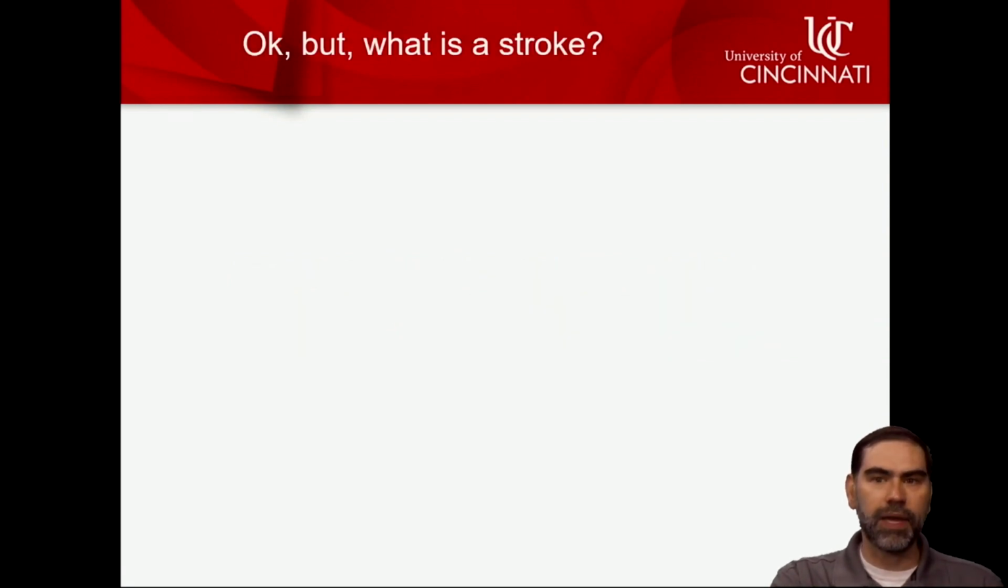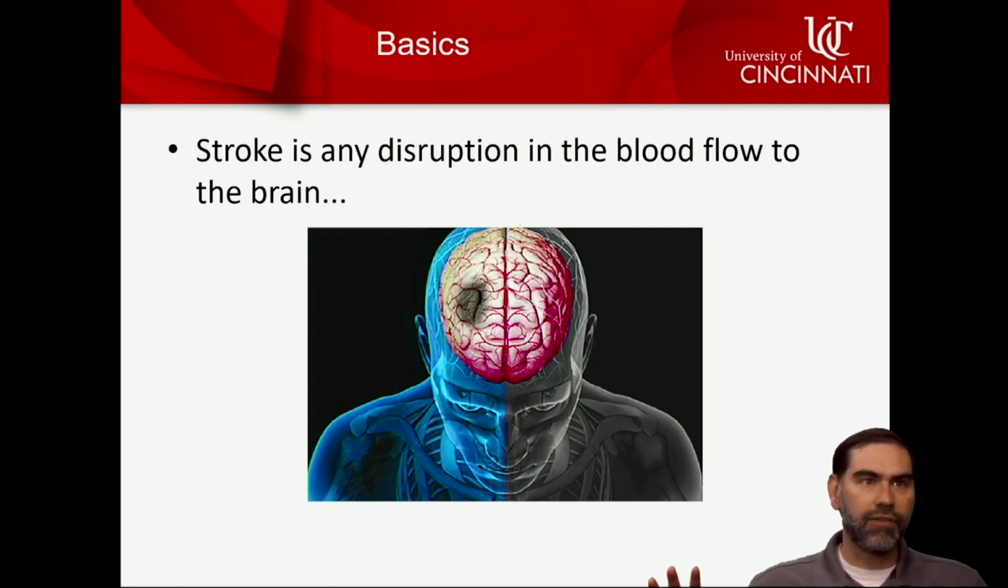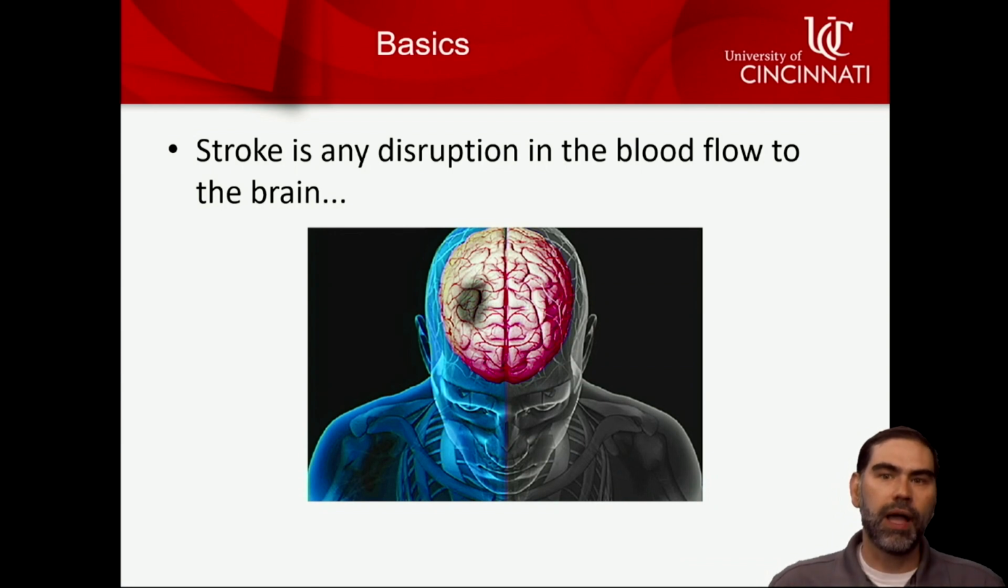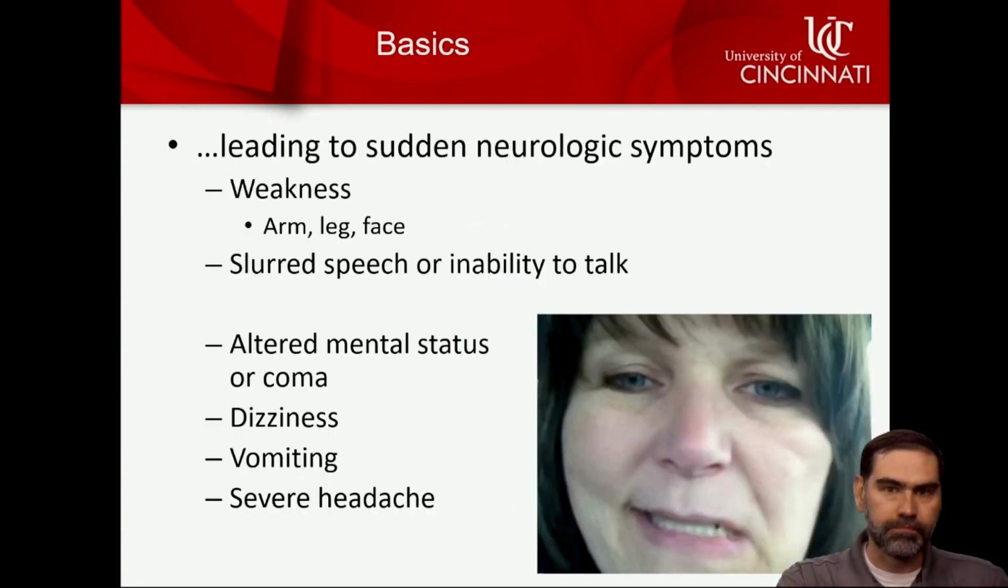All right, so here are the basic concepts and the review part of the talk. But again, this leads into a foundational aspect of how we think about what we do moving forward. So stroke, at the end of the day, is any disruption in the blood flow to the brain itself. That leads to sudden neurological symptoms. Typically, we think about that as weakness of some sort, whether that's arm, leg, or face. Those are the classic ones, right? We think about this as potentially slurred speech or aphasia. That's another pretty typical symptom.